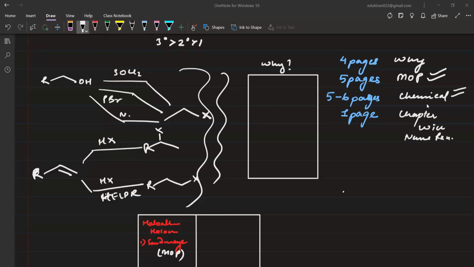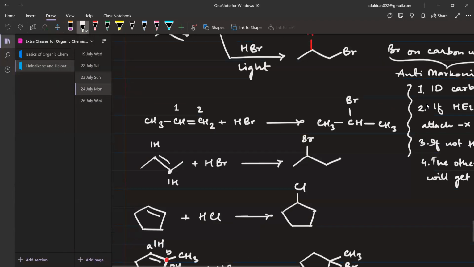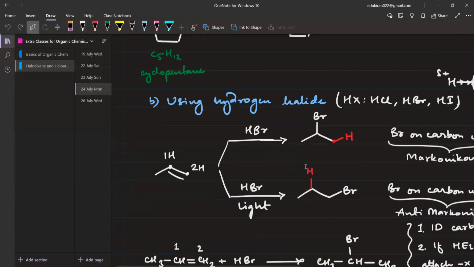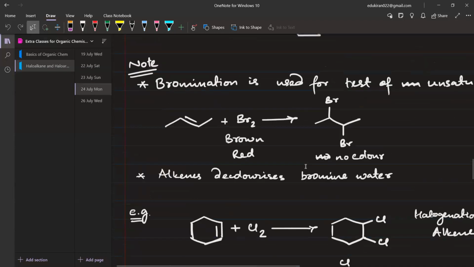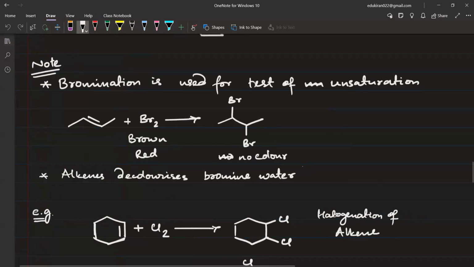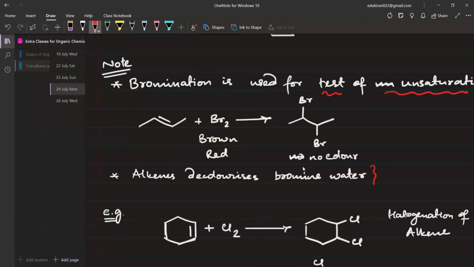Then you require one last page that will include all the chemical tests. For example, we did one chemical test, and maybe you don't remember, which was with bromine water. Bromination is used as a test for unsaturation, right? To distinguish, if you react with an alkene, it decolorizes bromine water. So all of this information is about a chemical test.